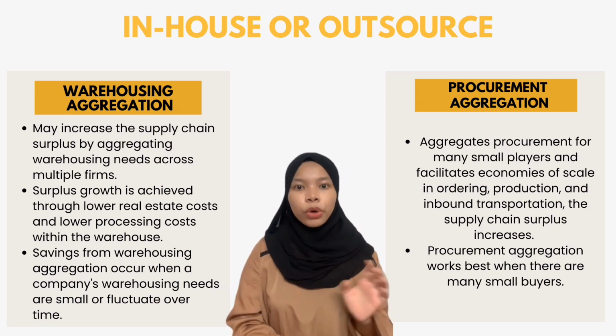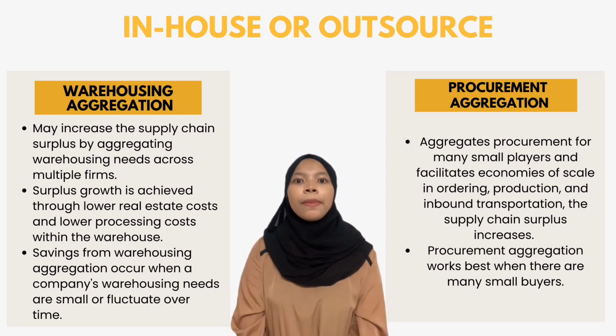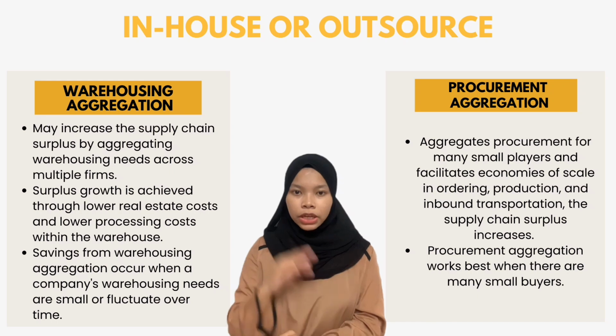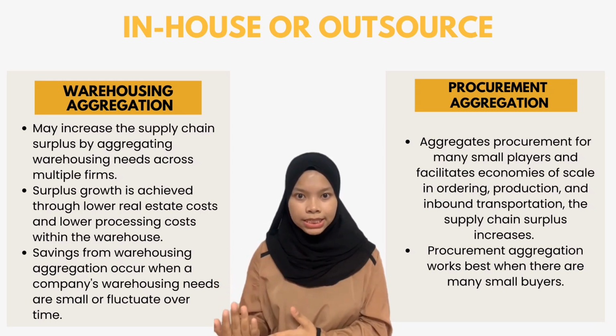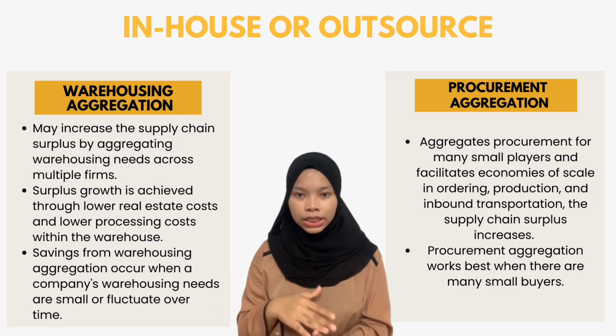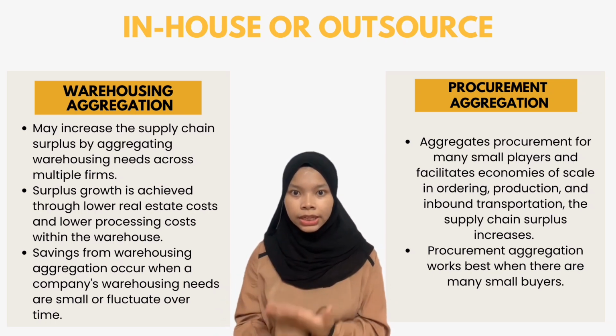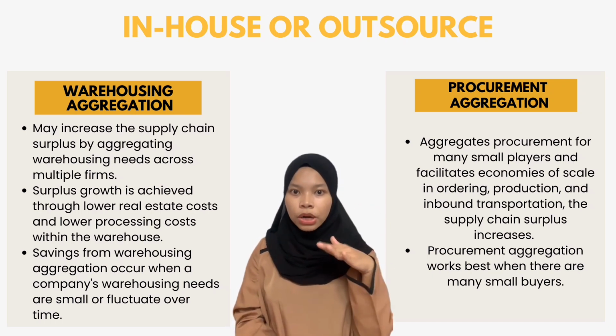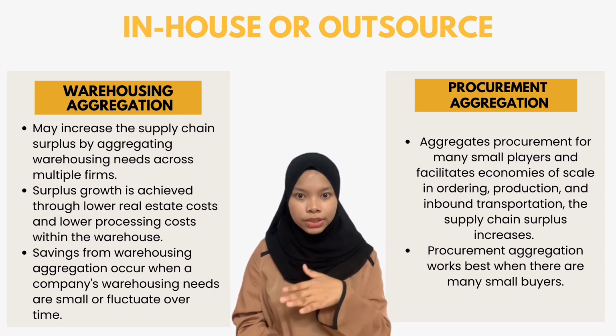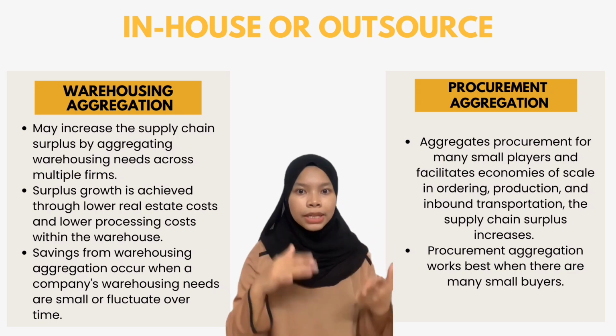And next is procurement aggregation. If a third party aggregates procurement for many small players and facilitates economies of scale in ordering, production, and inbound transportation, the supply chain surplus increases. Procurement aggregation works best when there are many small buyers.